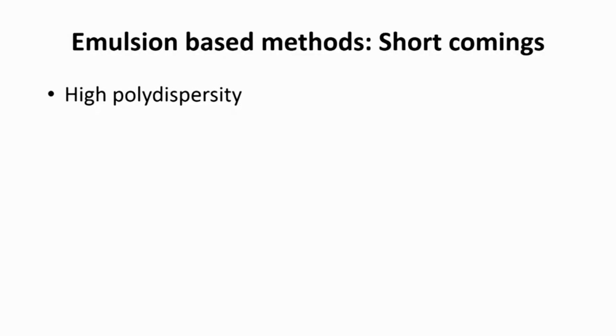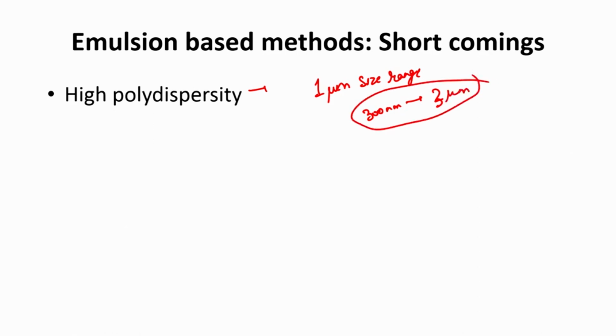Just very briefly, first of all it results in very high polydispersity. As you saw from those images, if you are targeting a 1 micron size range, you will get particles all the way from let us say 300 nanometers up to 2 or 3 microns, so it is extremely polydispersed. Even though your average might still be 1 micron, you will get fairly high polydispersity in these methods.